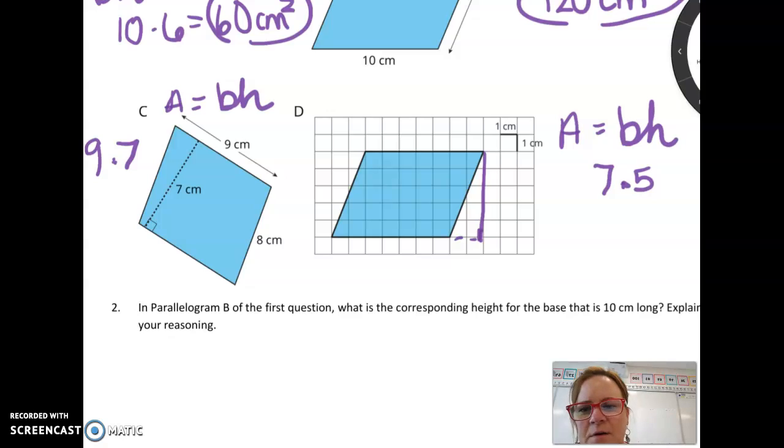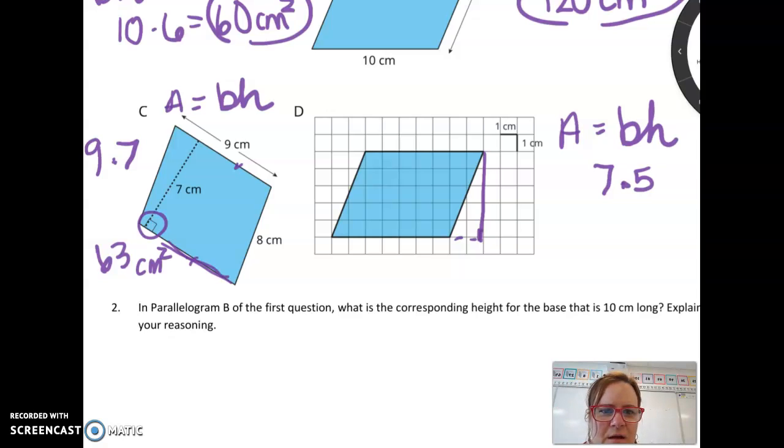This is another problem where there are 3 measurements here. So our base is 9. And we're looking for the base height pair. And so we're looking for where we meet at a 90 degree angle. There's our 90 degree angle. We know that 9 is parallel and identical to this side right here. So either of these can be the base. So we're just going to multiply 9 times 7 and we get 63 square centimeters.